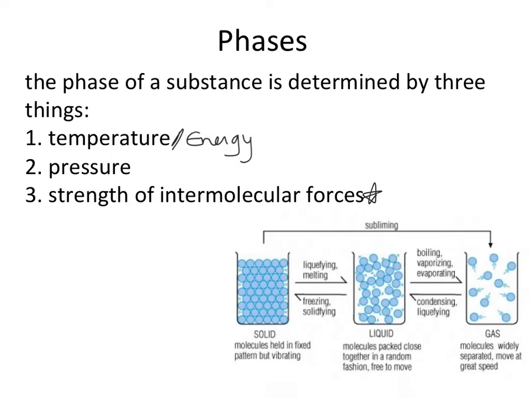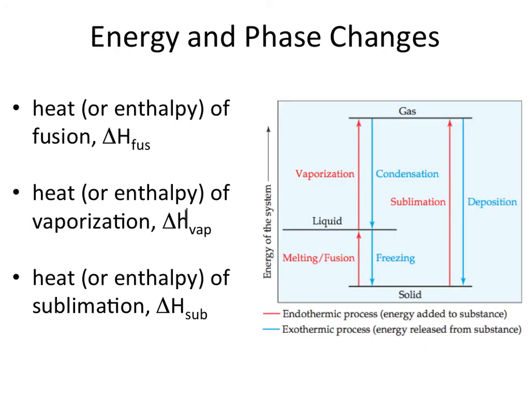So let's discuss energy a little bit before we move on to the details of the heating and cooling curves. Energy is directly related to our temperature and phases. Some new terms that we need to get used to are heat of fusion or enthalpy of fusion, heat of vaporization or enthalpy of vaporization, and heat of sublimation to a lesser degree. These represent the energy that's being put in to effect a phase change.